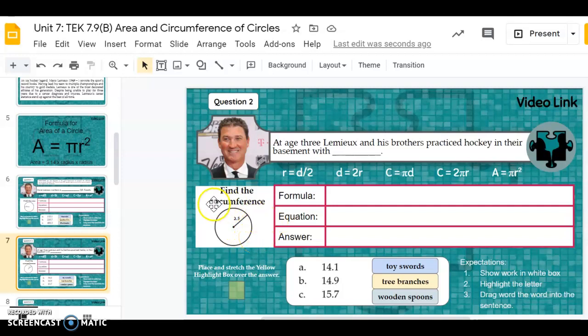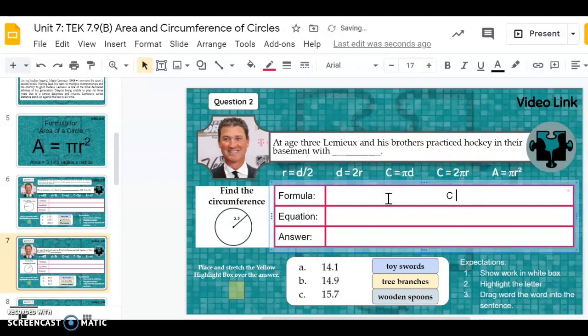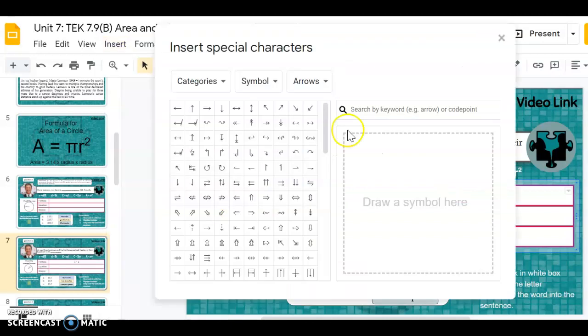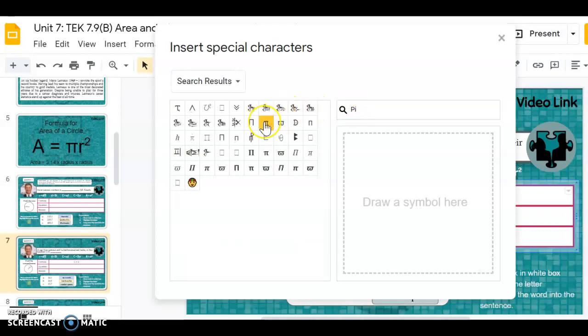Now that means that we're looking for the circumference. Well, if we have a radius, we need to go to the formula that has our r in it, our radius. So I'm going to type that formula in here. C equals 2. Now, I'm not going to type in some weird N or TT or whatever thing. I am going to go up to insert, down to special characters. I'm going to go over to this magnifying glass, click on it, type pi. It's going to give me the symbol for pi.